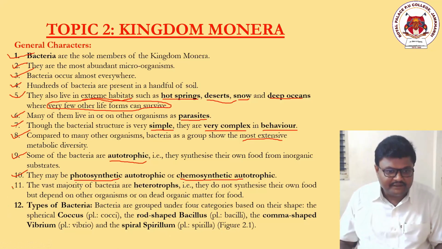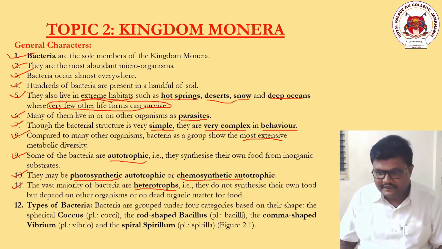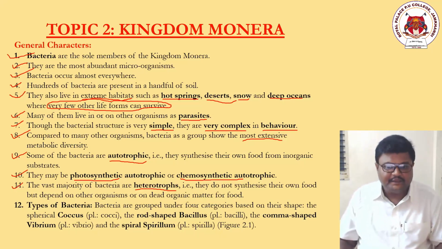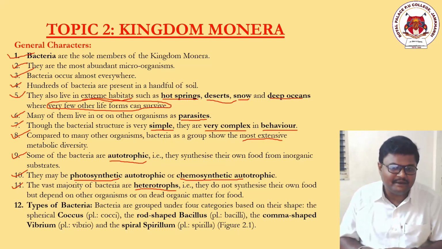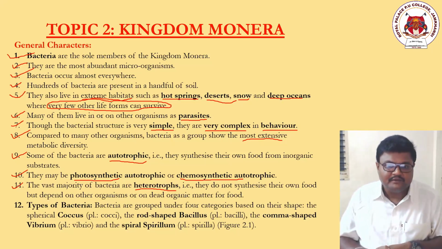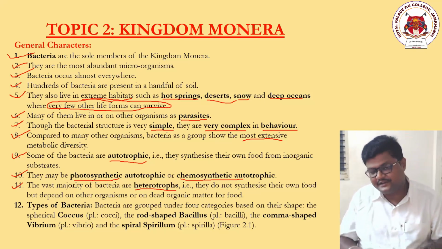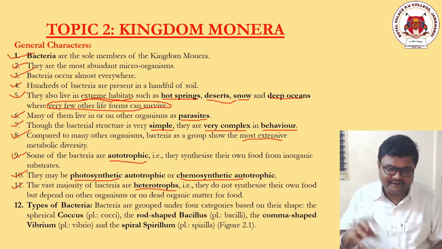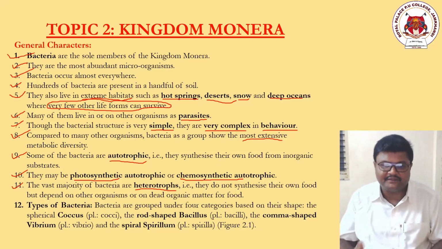As I was telling, most of the members of the kingdom Monera or the bacteria are heterotrophic in nature, that we are seeing in point number 11. They do not synthesize their own food for their growth and development, and of course they are completely dependent on other organisms. So if I say that they are parasites, then I am saying that they are heterotrophs. If I am saying that they are pathogenic, I am saying that they are heterotrophs. These can be present inside the body or outside the body of an organism as parasites.